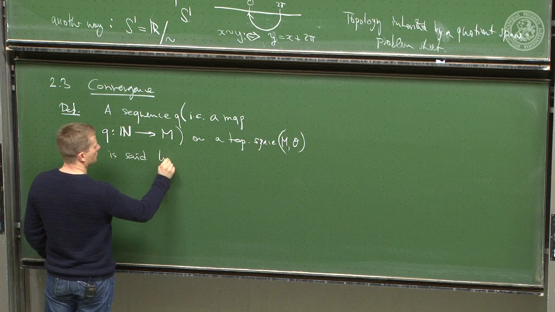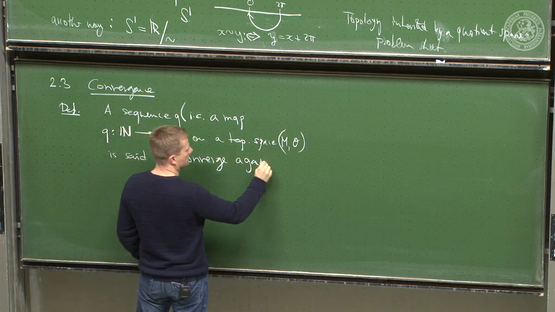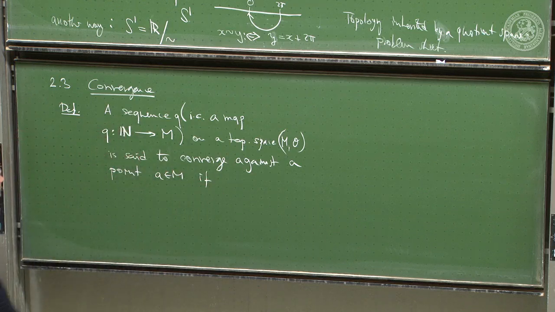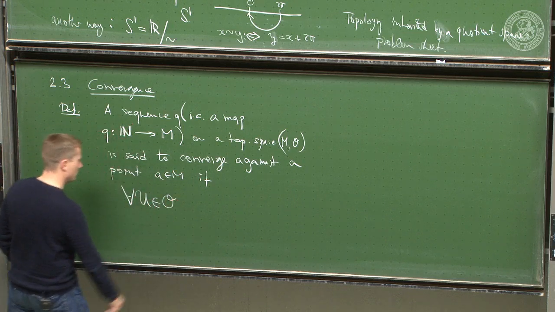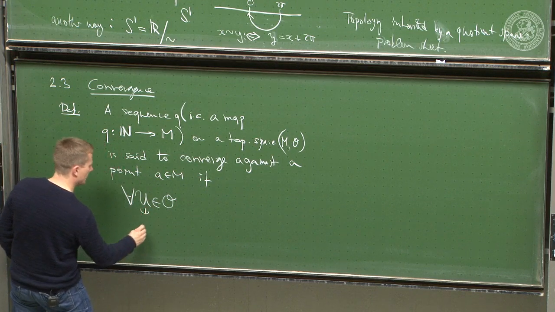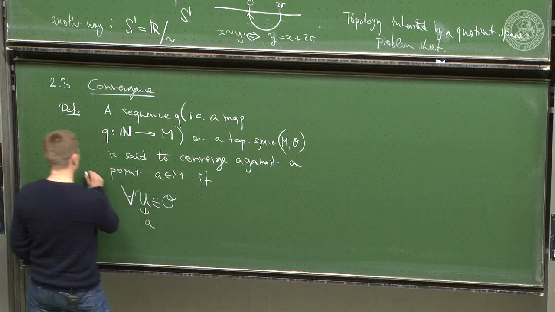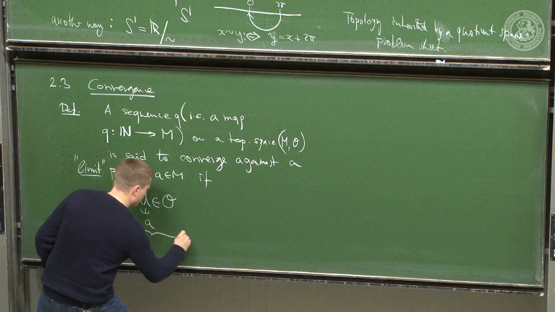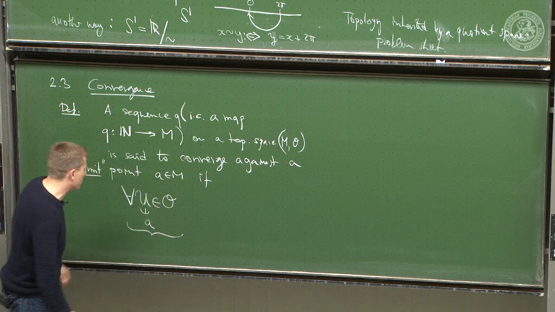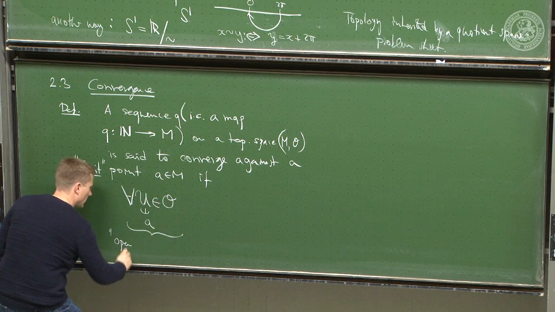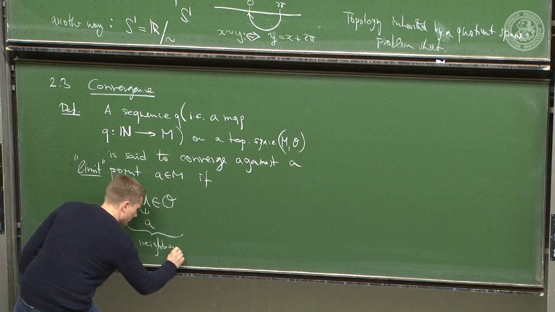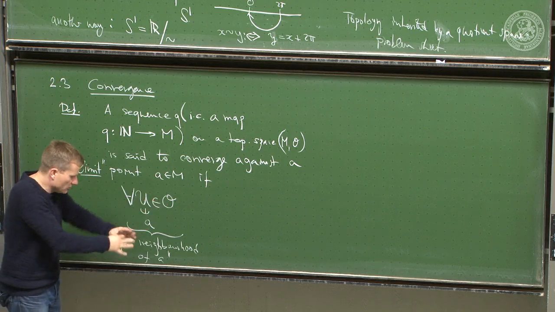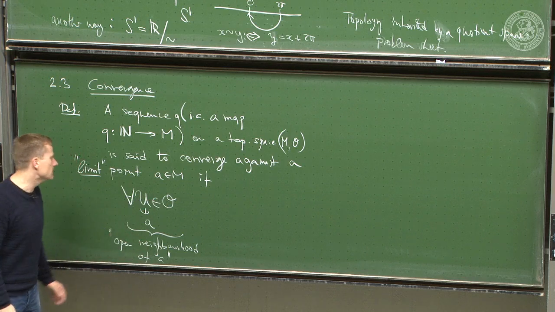A sequence Q is said to converge against a point A in M if for every open set in M, for every U in O that contains the point A, that contains the limit point. And this will appear very often, you saw this already before: we have an open set that contains a point. Very often one refers to this as an open neighborhood of the point A. Because A lies in there and it's open, the U lies around it. What lies around you is the neighborhood. Okay, so that's just lingo, it's the terminology in topology.